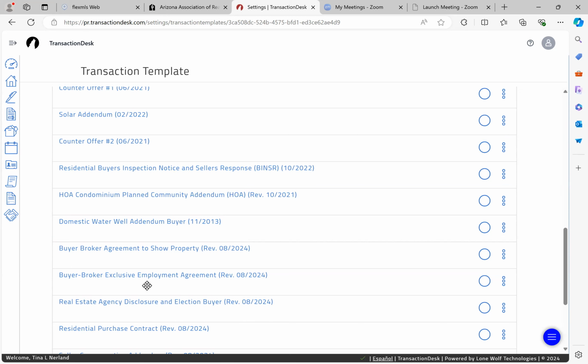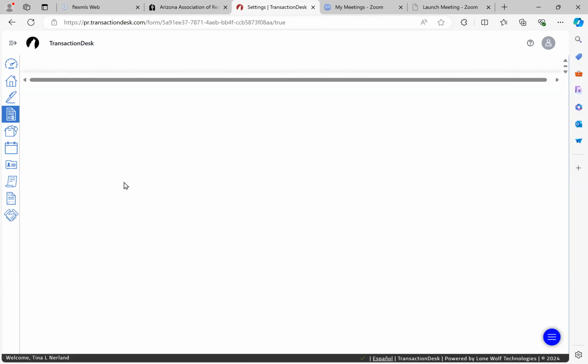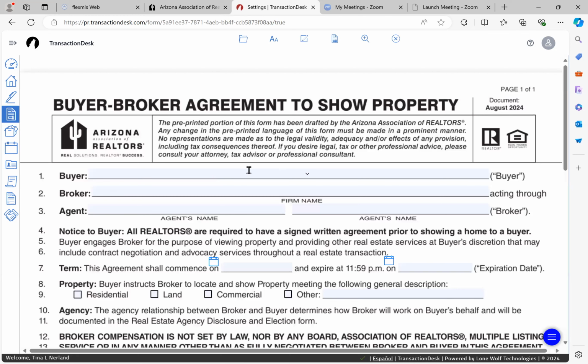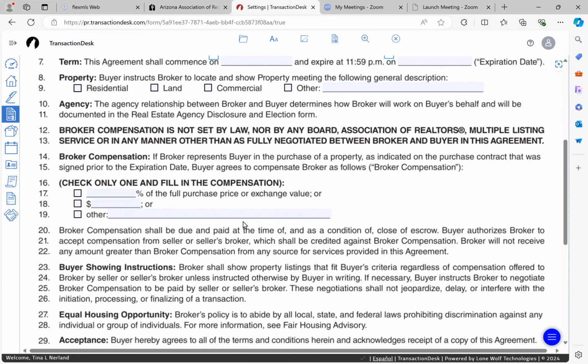There are going to be 2 buyer broker agreements that we are going to go over tonight. And we're going to start with what we call the dating addendum or agreement. So this is the buyer broker agreement to show a property. And I think when we were in class, this was confusing people.